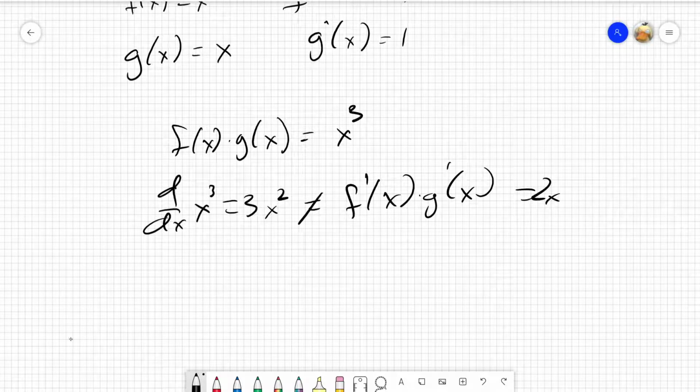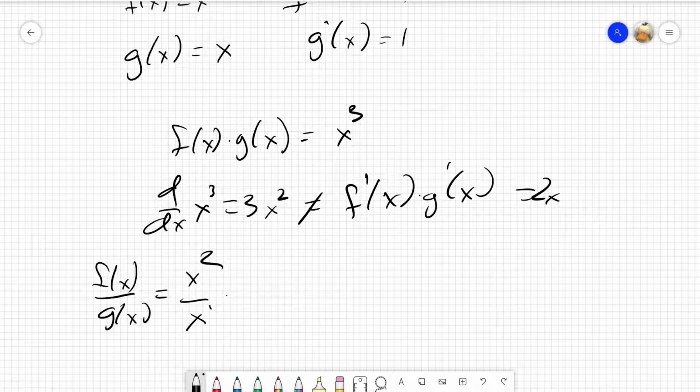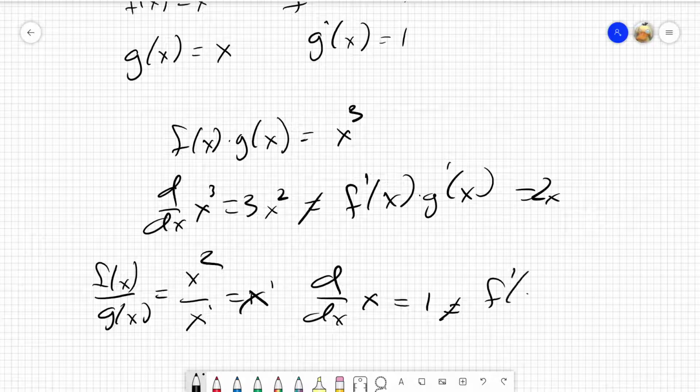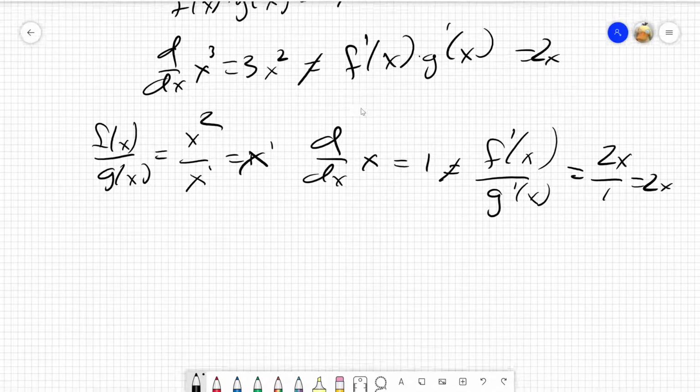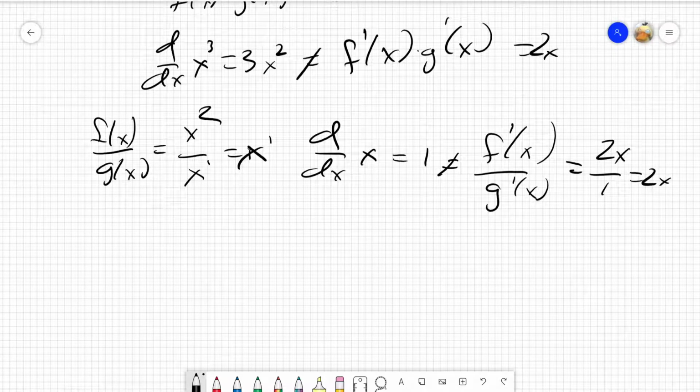Similarly, f of x over g of x equals x squared over x, which is 1, or x to the first, and the derivative of x is 1. This is not equal to f prime over g prime, which is equal to 2x over 1, which is 2x. So something more complicated happens when you take derivatives of products and quotients of functions.